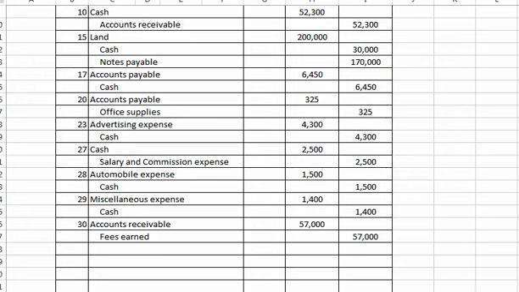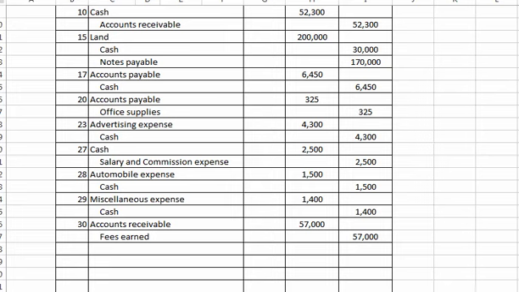Okay, we'll now continue with problem 2-4A on pages 92 and 93 in your text. And we'll pick back up with the second transaction that took place on April 30th. Paid salaries and commissions for the month, $11,900. Again, we're looking for keywords. I always cue on the word paid. That lets me know cash was affected.